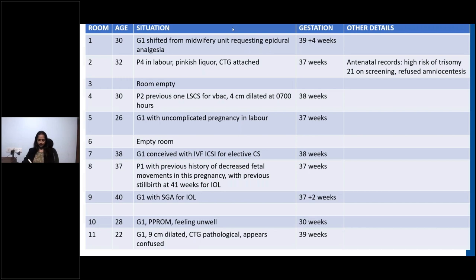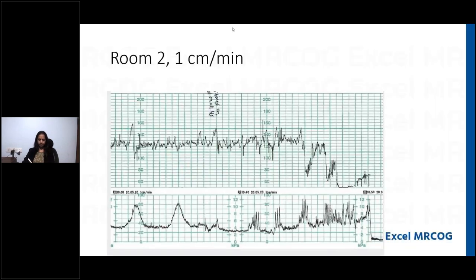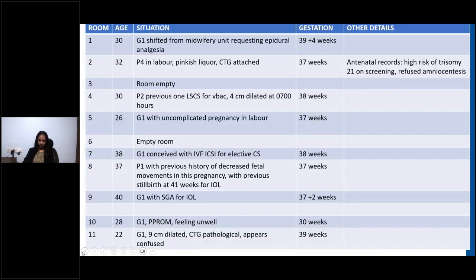Here is the CTG. Can you see it? Yeah, ma'am. And her vaginal findings, ma'am. Per abdomen, per vaginal findings as such? No further information. Okay, ma'am. And is she being given any form of oxytocin? No further information. Okay, ma'am. No worries. The CTG appears to be pathological and pinkish liquor.